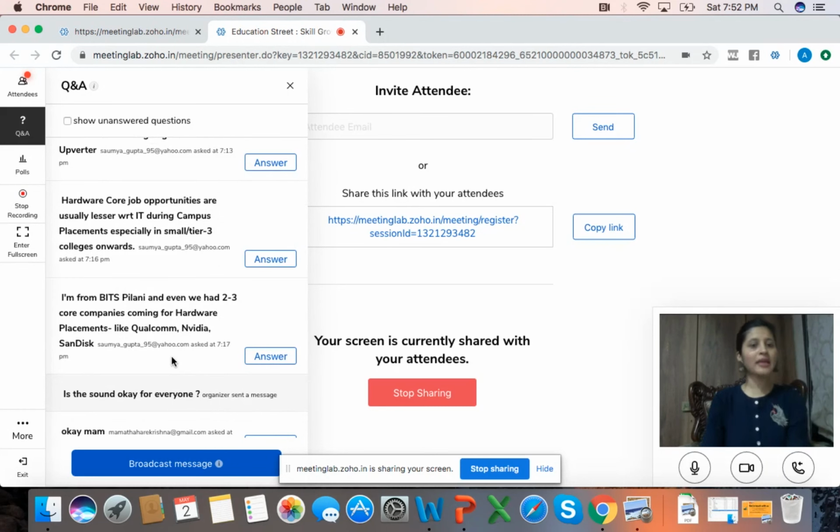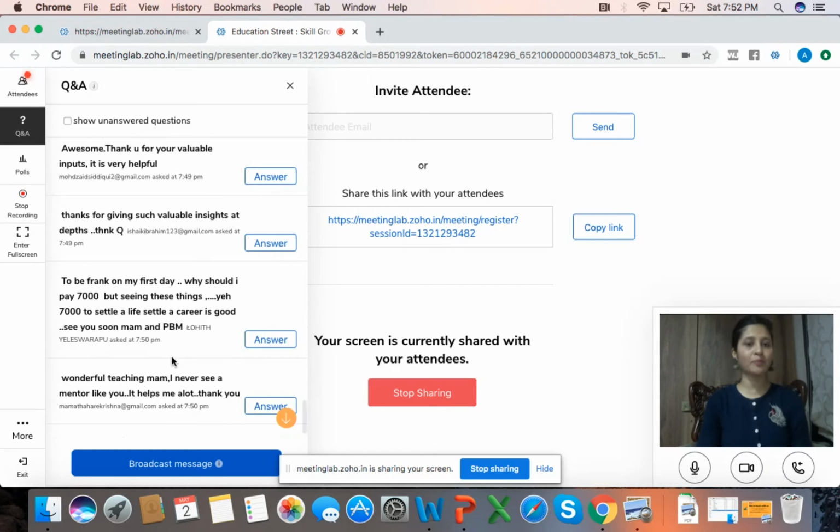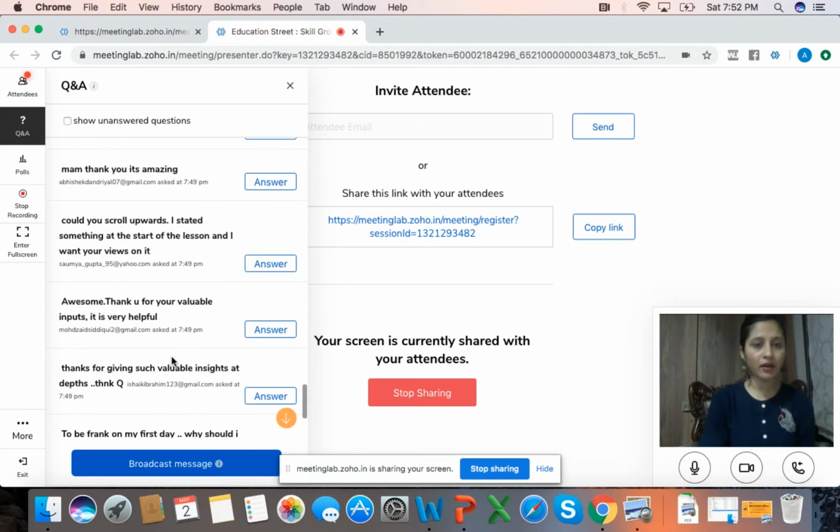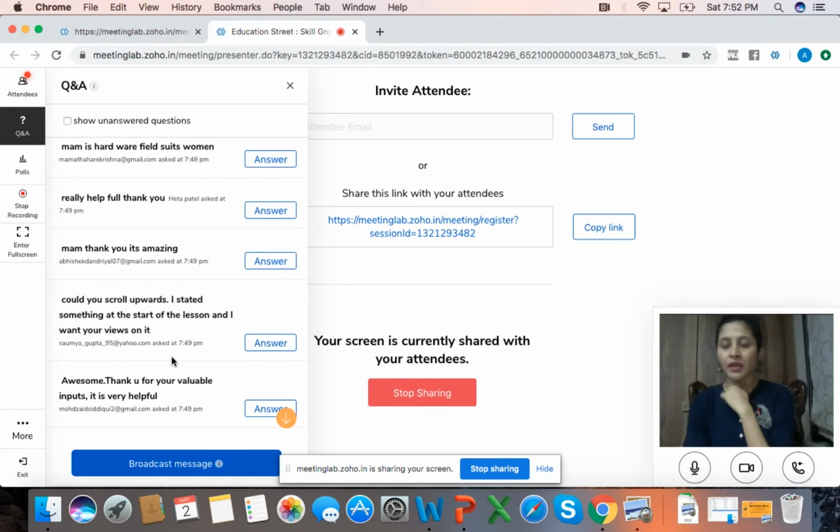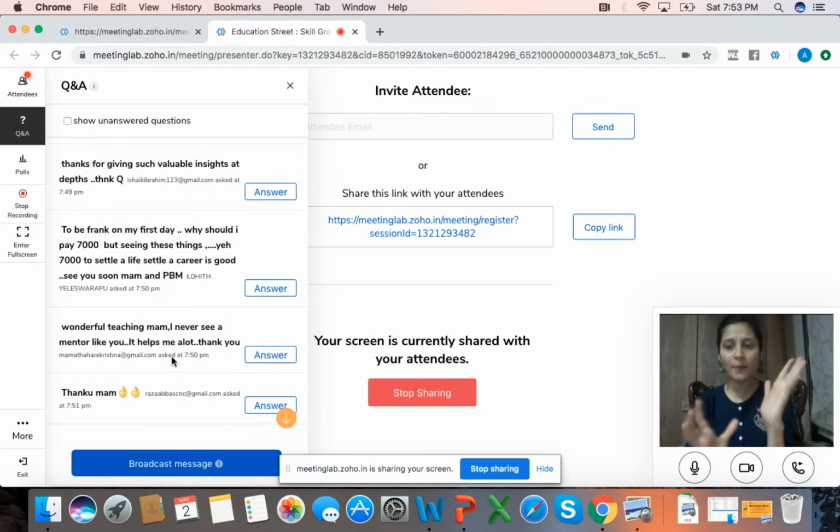Soumya is saying hardware core job opportunities are usually fewer compared to IT during campus placements, especially in small tier cities. Soumya, as you heard me, even I was thinking the same, that there would be fewer jobs and that's why fewer students go for hardware. But the supply and demand is what is to be understood here. There are more jobs for software, but there are more takers for it also. Here, in hardware, there are a good amount of jobs, but fewer takers for it. That means that's an opportunity.